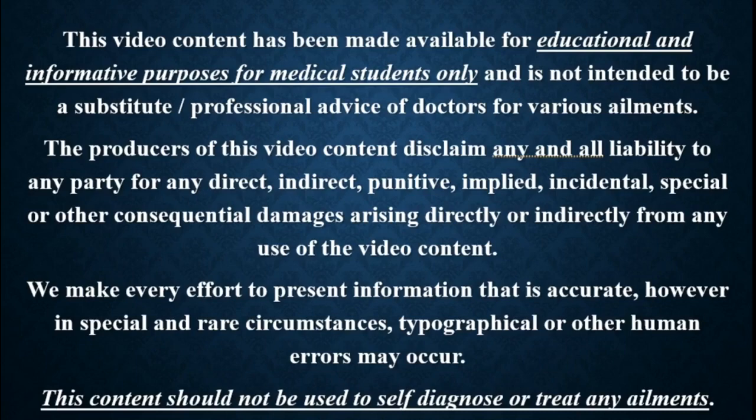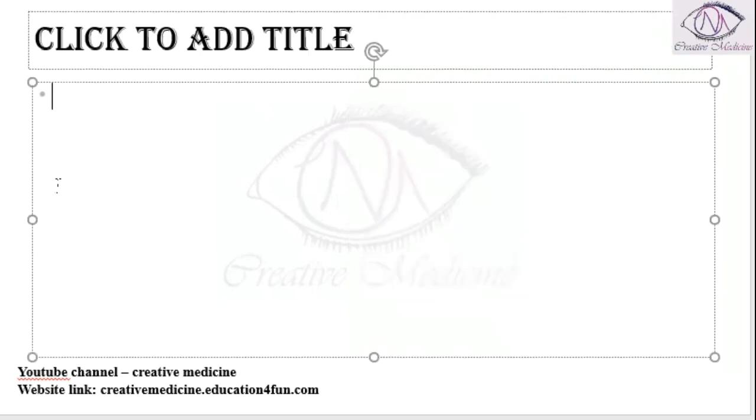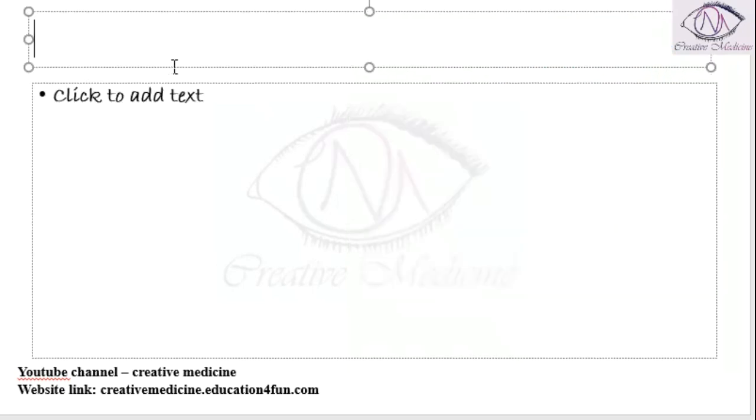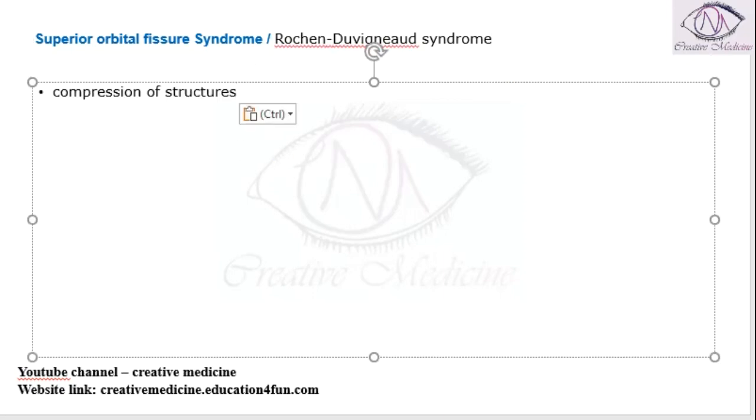In this lecture, we will learn about... Then what is superior orbital fissure syndrome? Superior orbital fissure syndrome is also called as Rochen Duvigneaud syndrome. This is actually caused by the compression of the structures. Whenever there is compression of the structures which are anterior to the orbital apex, this results in the clinical features.